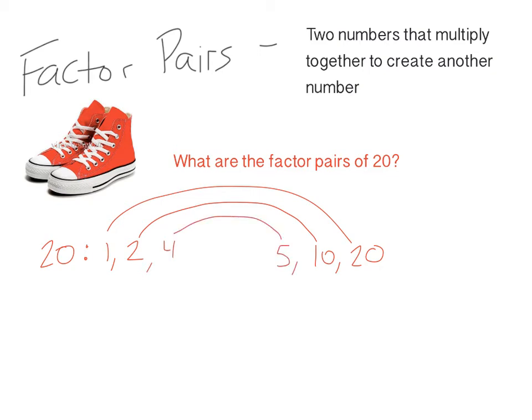And then I go, hey, what's in between 4 and 5? Is there a whole number in between? Nothing. There's no whole numbers in between 4 and 5. So guess what? I'm done. I just listed the factor pairs, okay? 1 and 20, 2 and 10, 4 and 5.